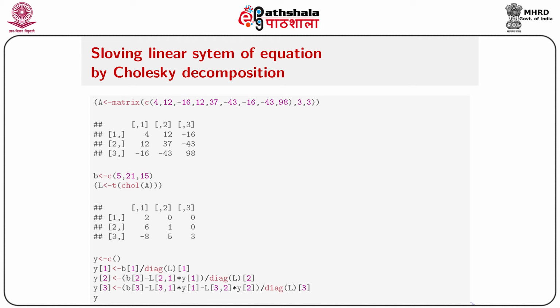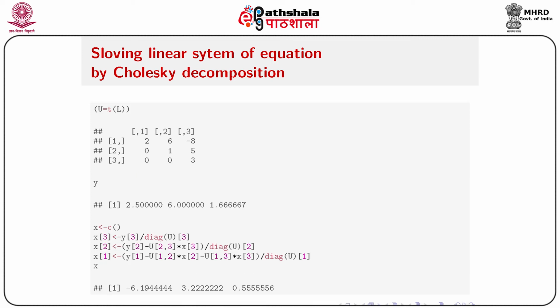So first we will find y. We assign an empty array, and then y1 equals to b1 divided by the first diagonal element of L, and then y2 in this equation you can solve it, and y3 equals to b3 minus L31 into y1 minus L32 into y2 divided by diagonal L3. Then it will give you the y. So we will get the y.